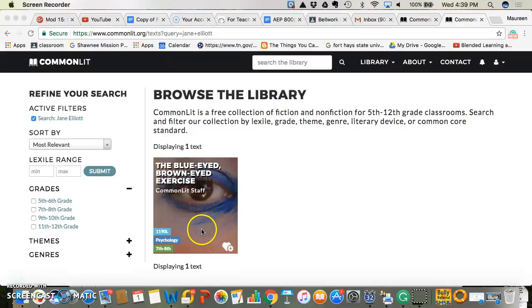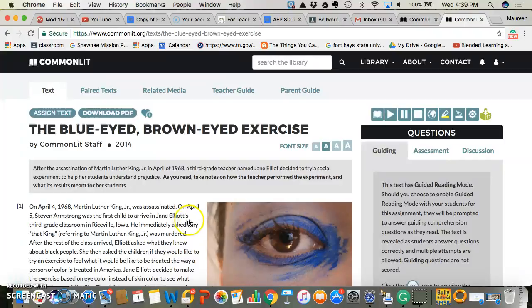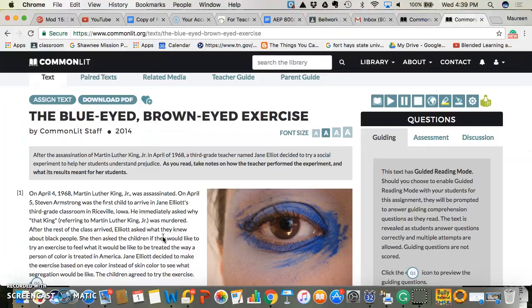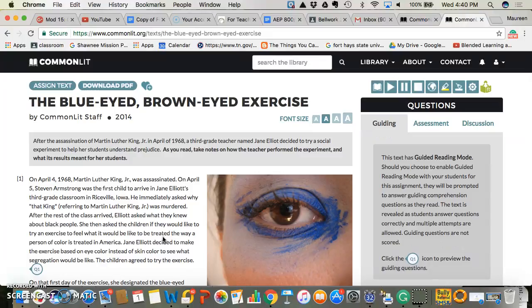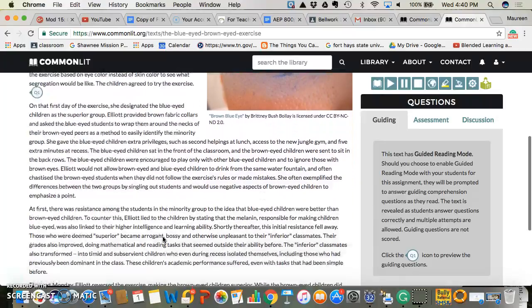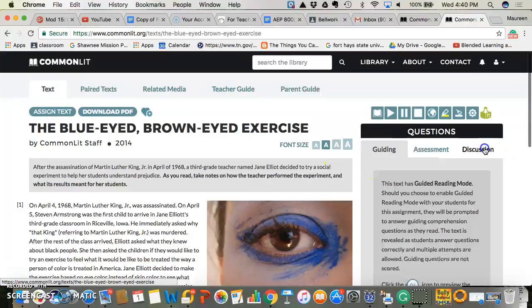This is an example. The blue-eyed, brown-eyed exercise is a text that we read earlier this year, and this was in conjunction with beginning The Outsiders. So this gave the students some background information on what it feels like to be an outsider. And we read the article, we watched the documentary, and then we had a discussion.